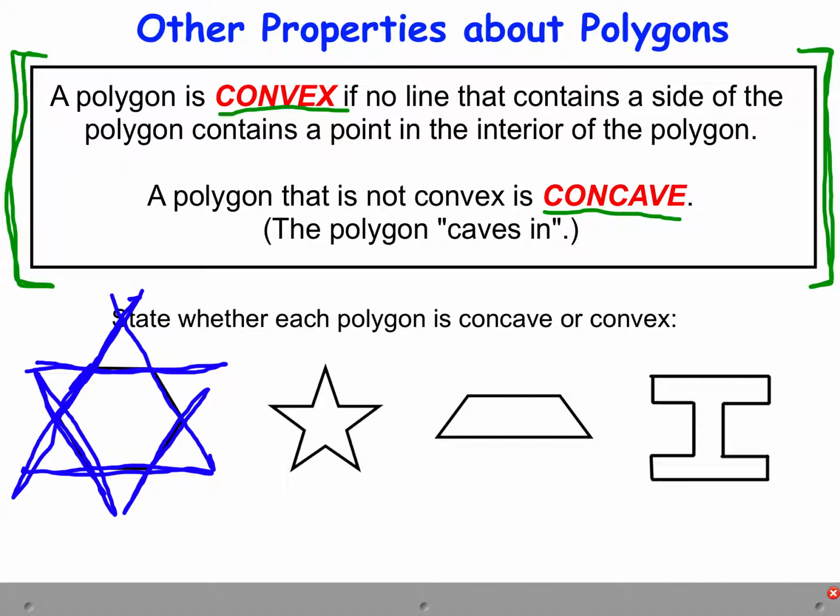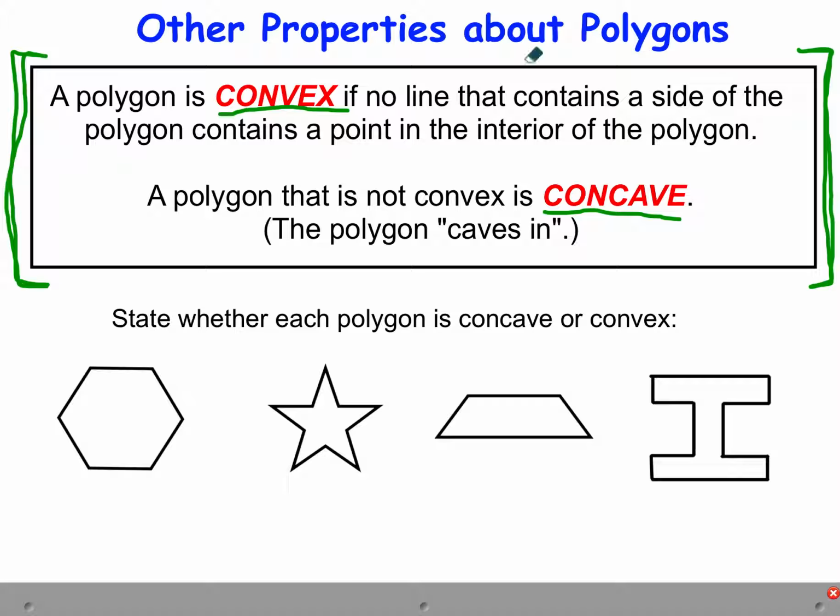If all of these lines that I'm drawing do not go inside of the original shape, then that is convex. So when it's talking about a line that contains a side, it's basically saying imagine that every side of the polygon is part of a line. If that line goes inside of the shape, then it's concave. If none of these lines go inside the shape, then it is convex. So you can see, because if we draw each side as if it's part of a line, none of those lines go inside of the shape, it is a convex polygon.